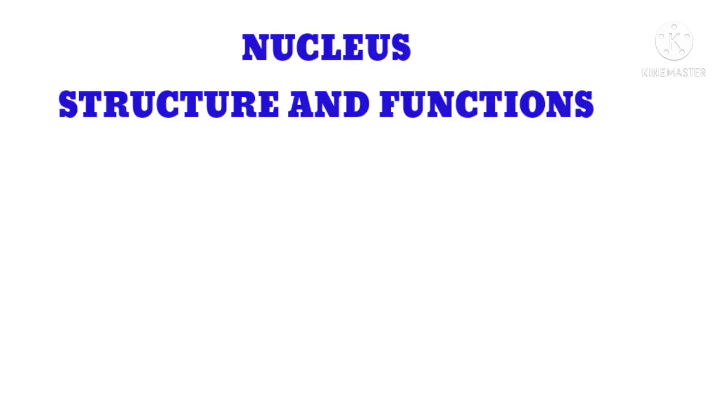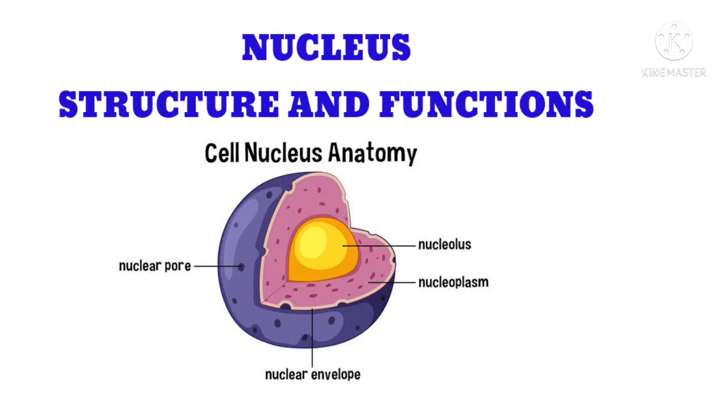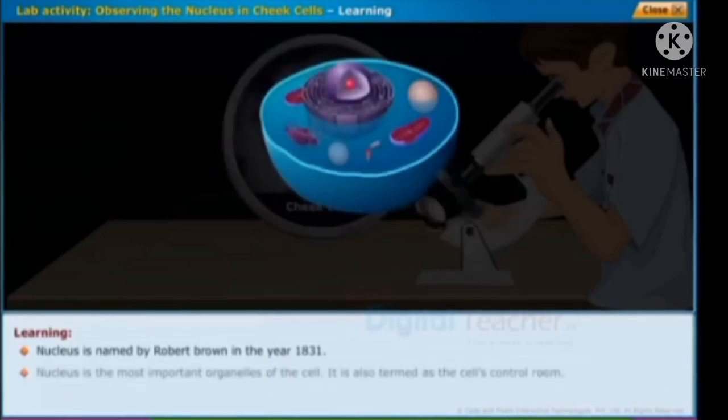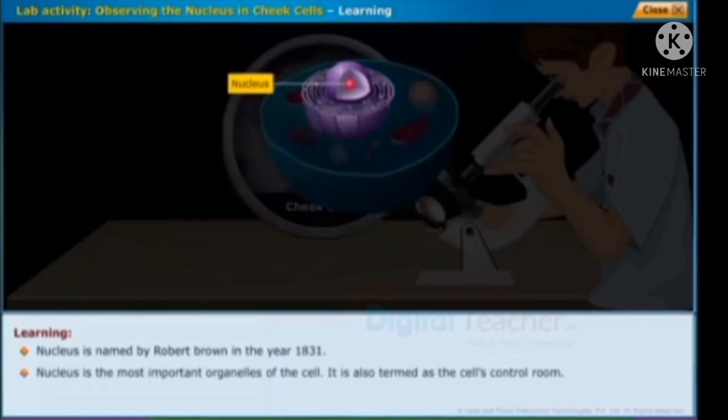So children, the coming video explains the nucleus and functions of the nucleus clearly. Just follow. The nucleus was named by Robert Brown in the year 1831. The nucleus is the most important organelle of the cell. It is also termed the cell's control room.